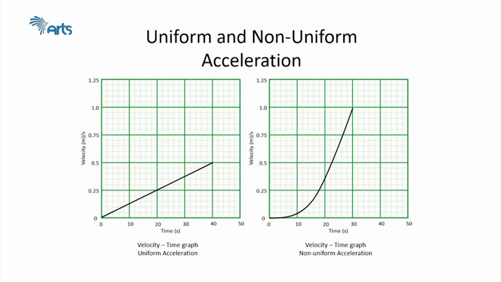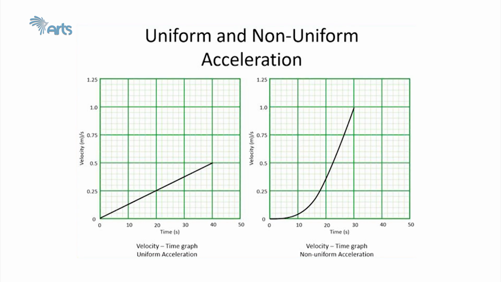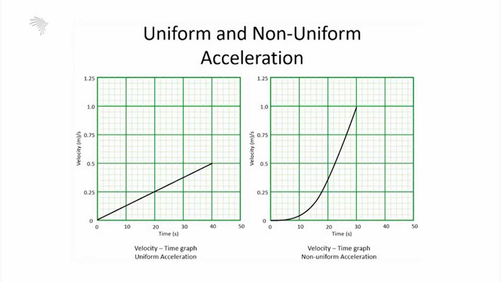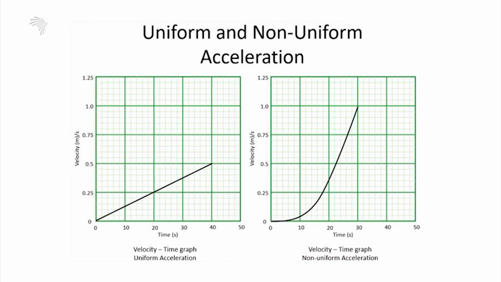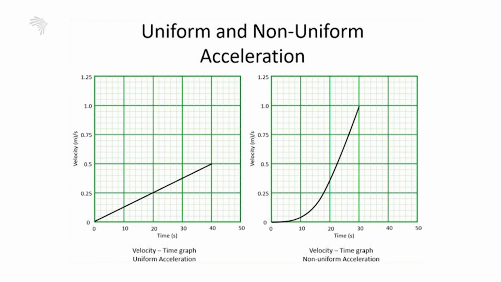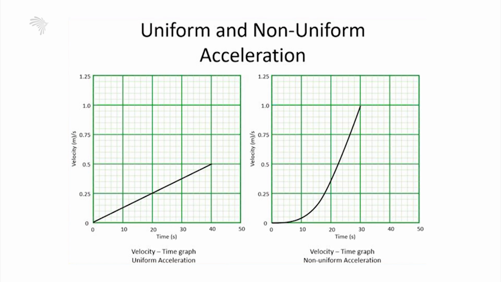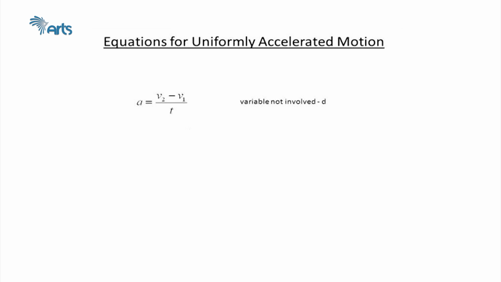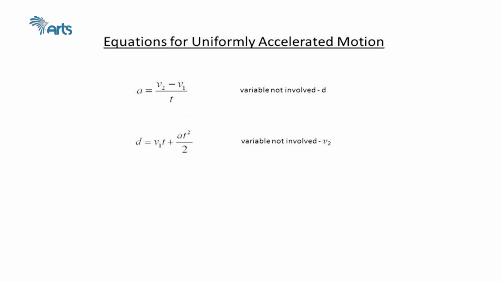So whenever we have a uniformly accelerated motion, since the velocity of that object increases at a regular interval of time by a certain regular amount, we can apply the following equations to solve different problems. These equations are called equations of uniformly accelerated motion. The first formula is the definition of acceleration, which is a equals v2 minus v1 over t, where v2 is the final velocity and v1 is the initial velocity. And the second one is d equals v1t plus at squared over 2.